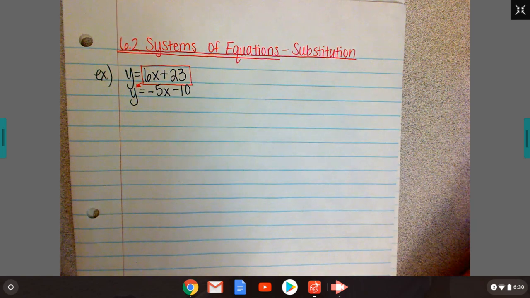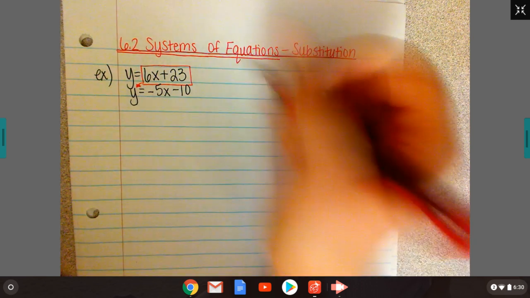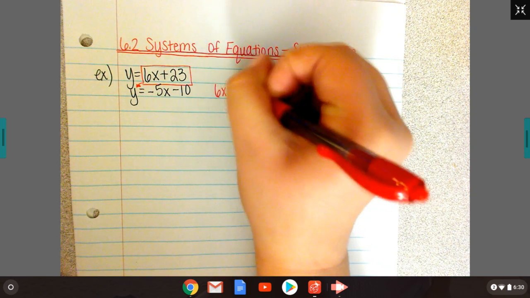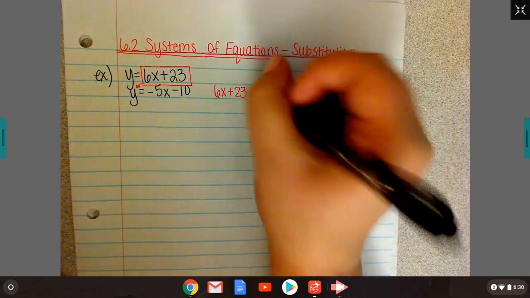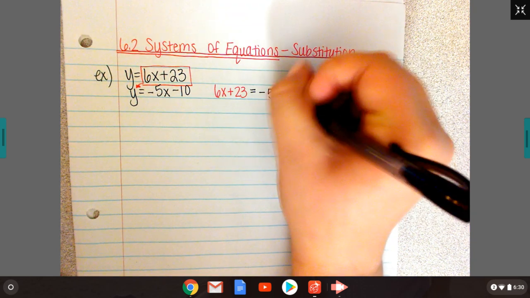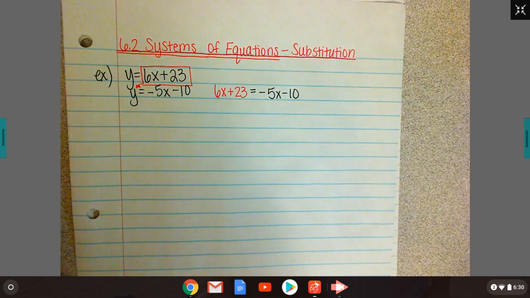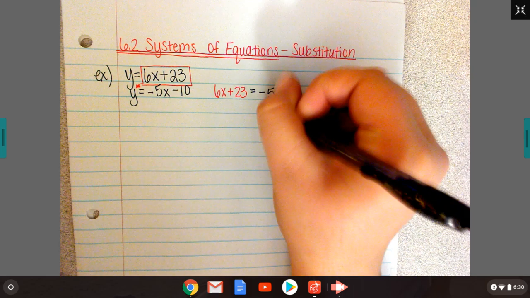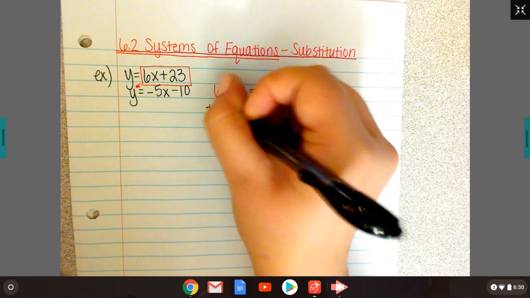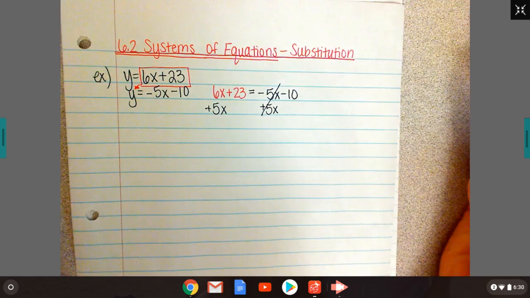I'm going to go ahead and do that. Where I see a y, I'm going to put a 6x plus 23. And then on the other side, I've got my negative 5x minus 10. So basically, I just set them equal to each other. From here, I can solve for x. So let's move all the variables to the same side. I'm going to add 5x to both.